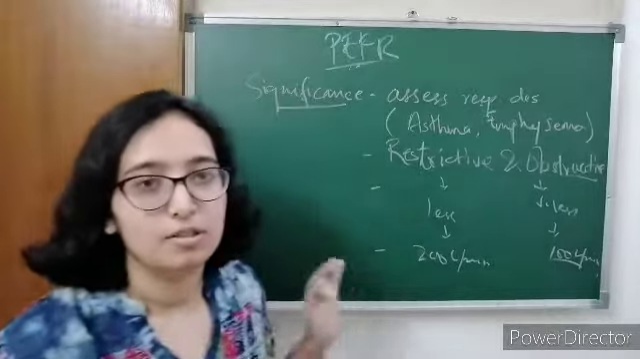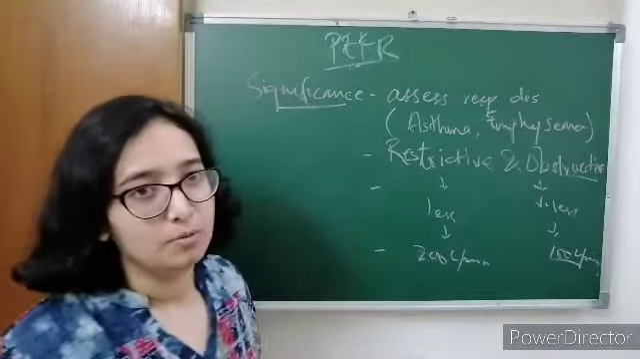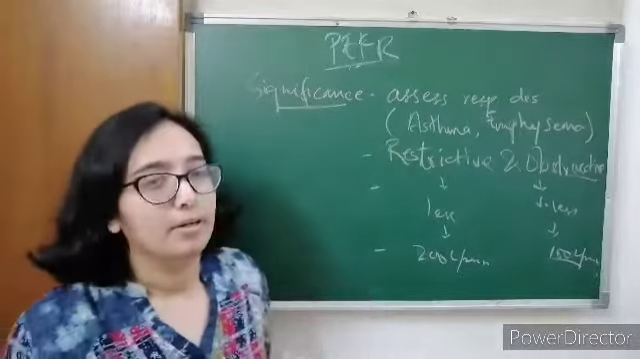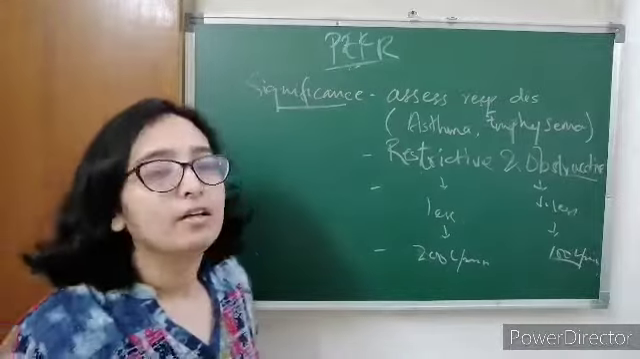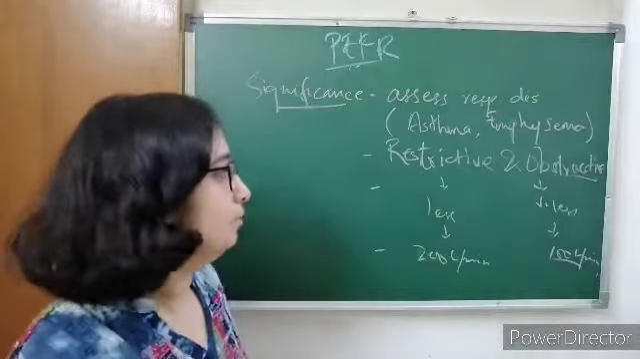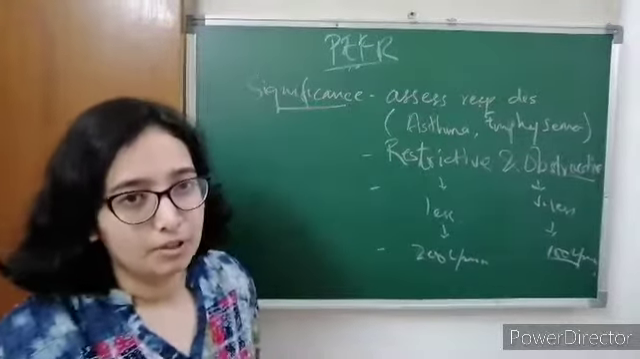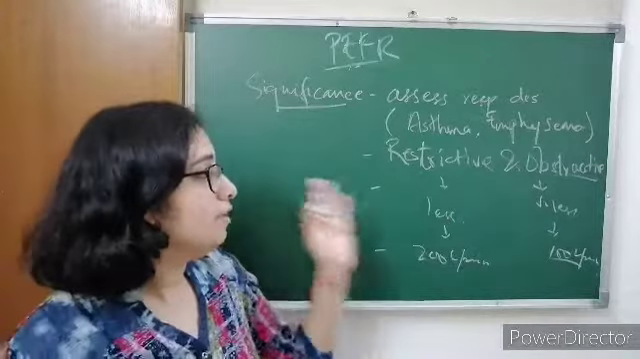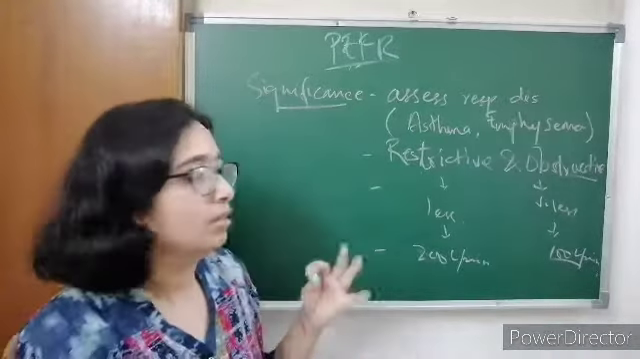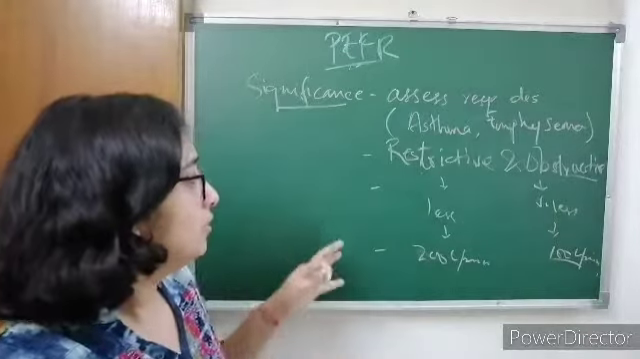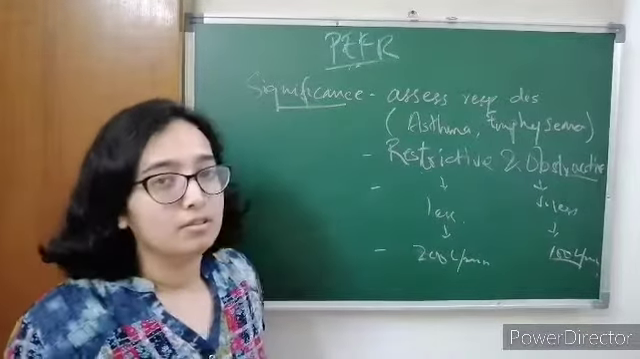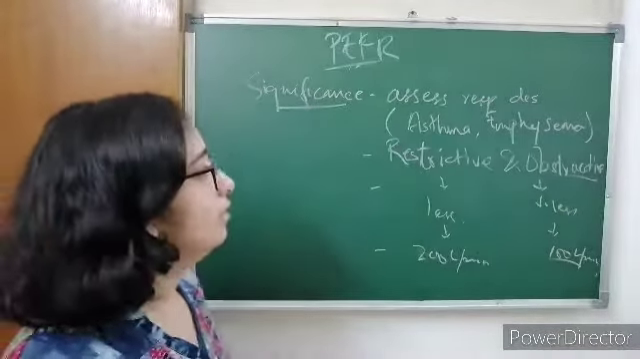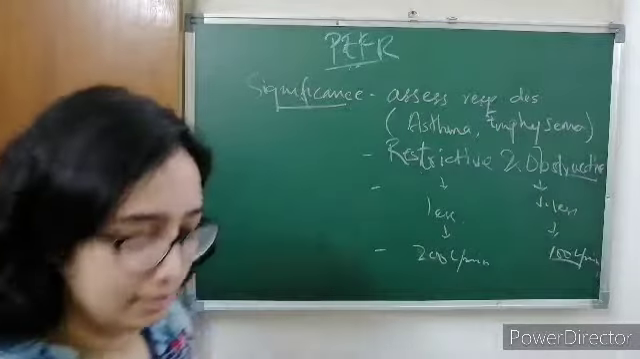So what is the significance of PEFR? First, it is used to assess the different types of respiratory diseases like asthma and emphysema. Also, it is used to differentiate between restrictive and obstructive diseases. We'll see sometime after what the restrictive and obstructive diseases are, and what their causes are. The PEFR is very less in obstructive and not much less in restrictive: in obstructive it is 100 liters per minute, while in restrictive it is 200 liters per minute. Now we will see in detail what the restrictive and obstructive diseases are.